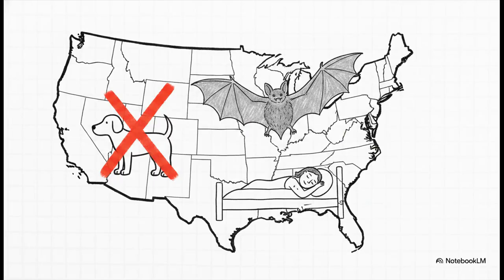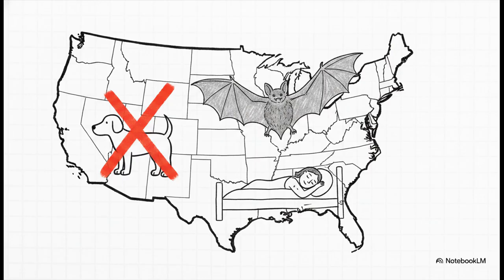But here is the massive contrast for the U.S. In the United States, endemic canine rabies has been eliminated. The most common cause of indigenously acquired human rabies here? Bats. We're talking silver-haired, tricolored, and Mexican free-tail bats.